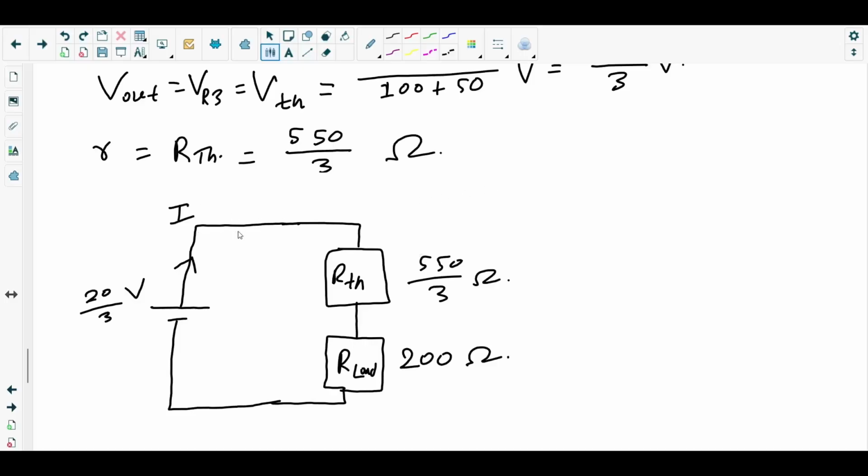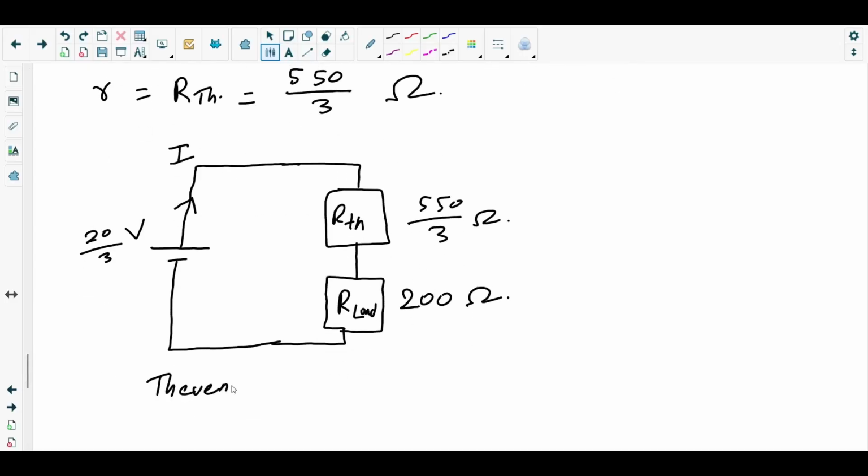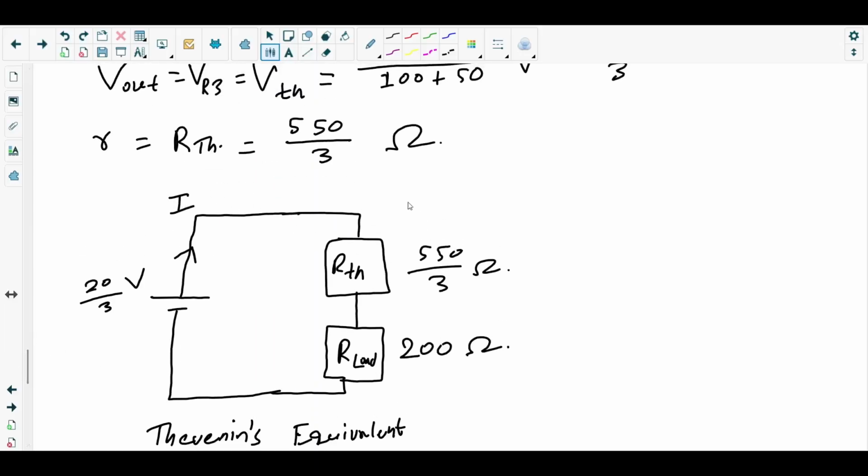Remember, the current we are finding is not the Norton's equivalent current. Norton's equivalent current is different. Norton's equivalent current will be when we short circuit the load resistor. This is Thevenin's equivalent circuit. From that circuit, if you short circuit the load resistor, the current you would get is the Norton's equivalent current. But I need this current.